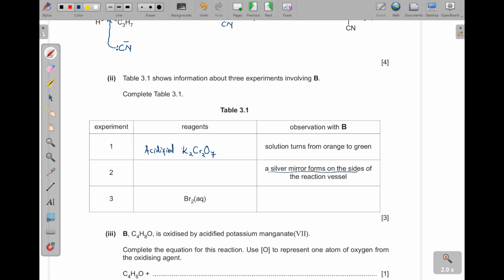Then a silver mirror forms on the sides of the reaction vessel. That is Tollens reagent. We call it ammoniacal silver nitrate, Tollens reagent. This one gives a positive test with aldehydes, but not ketones. The other one is Fehling's solution, ammoniacal copper(II) nitrate. This is ammoniacal silver nitrate. Now, bromine here. So bromine water.